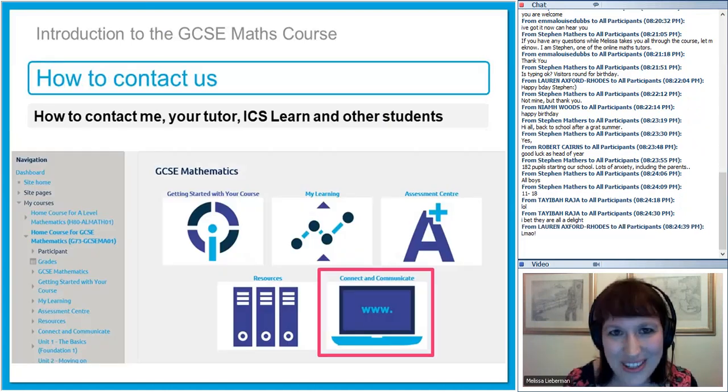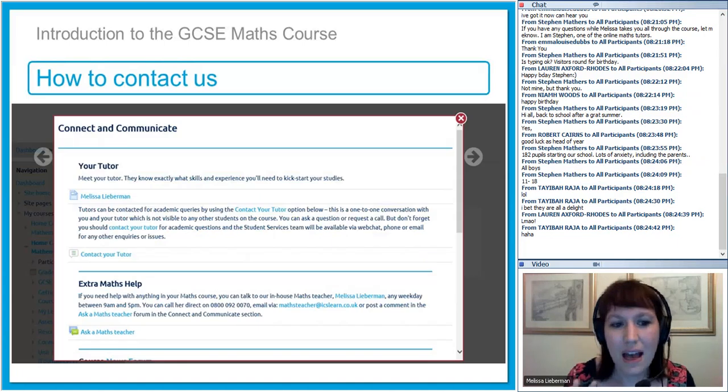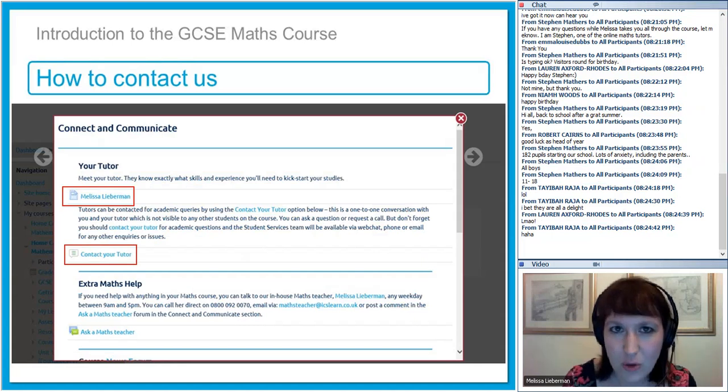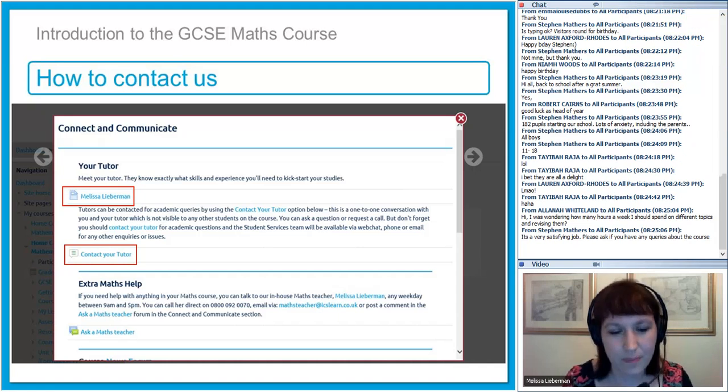Now, if you want to get in touch with your tutor, you should have received a welcome email from them by now. But all you need to do is go into the Connect and Communicate section, and then right at the top you'll see the name of your tutor. If you click on that, it will give you a little bit more information about them. And if you want to contact them, you just click on this link and you'll go to a special forum, which is just between you and your tutor. But I explain all of that in the induction, so I won't cover that here.